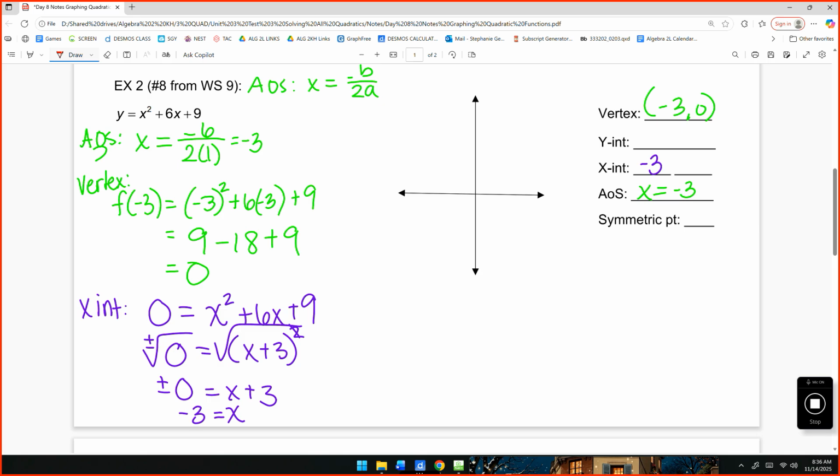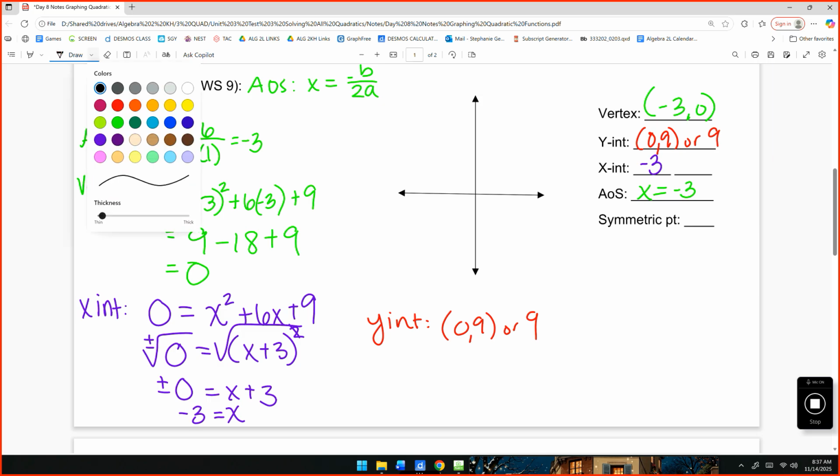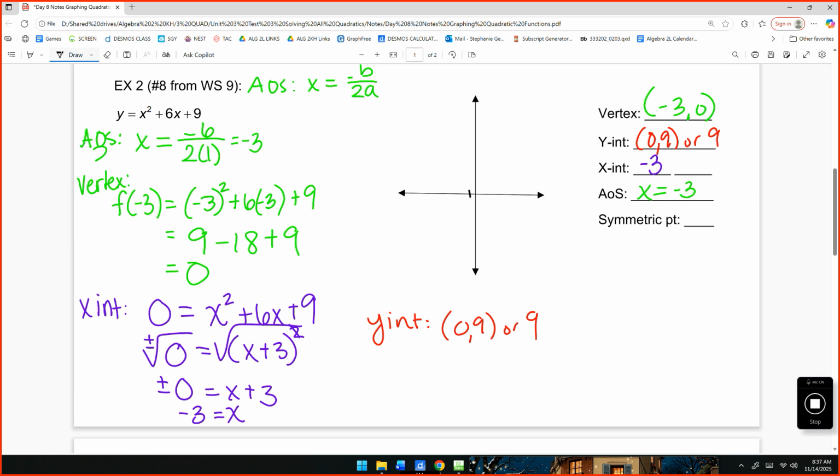Y-intercept though, we don't have to show work necessarily for the y-intercept because it's just c. So our y-intercept is just 0, 9 or 9. Right? It's whatever our c value is. So y-intercept, I'm just going to put 0, 9 or 9. Okay? All right, and I like to wait to do my symmetric point because I like to actually reflect it, but if you can just figure it out, that's great too. Okay? All right, so let me try to put some of this stuff on here.